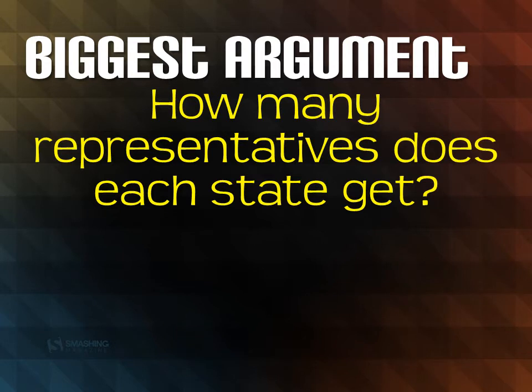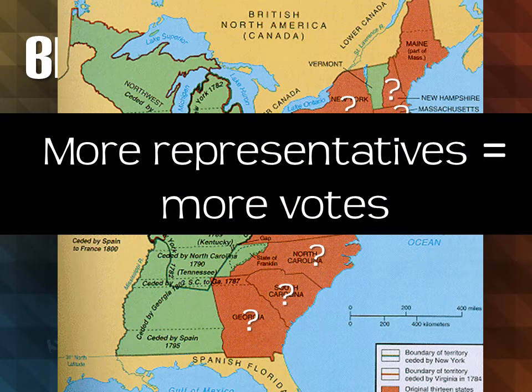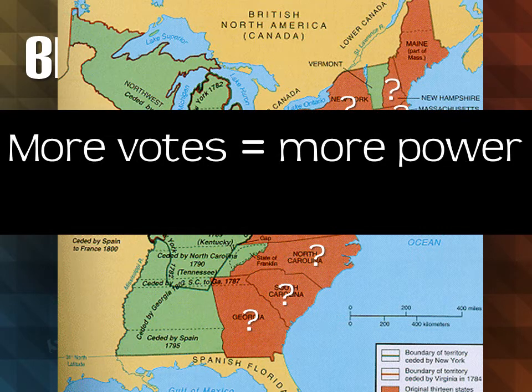The biggest argument that the founding fathers, the 55 representatives from all the states, had when trying to decide what the new plan of government should look like was, how many representatives does each state get? Because remember, more representatives equals more votes. And the more votes a state has, the more power the state has. So if your state had more representatives than another state, then you could vote for taxes and laws that would really help out your state but might hurt somebody else's state that doesn't have as many representatives. So more representatives means more power.